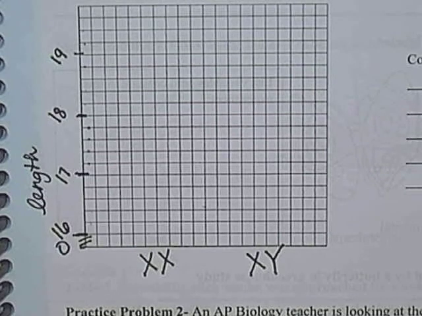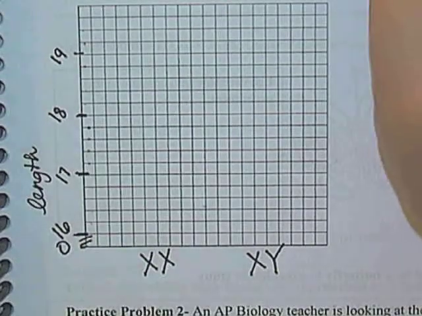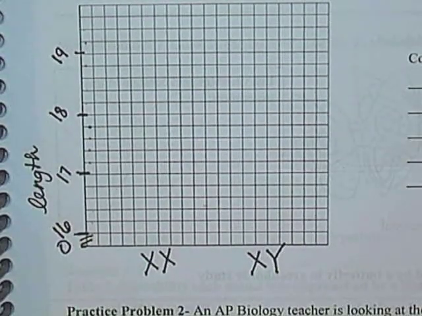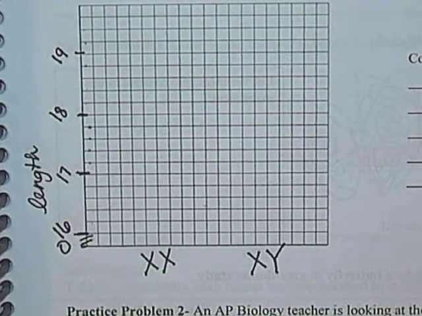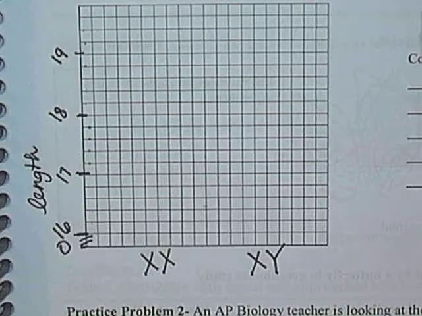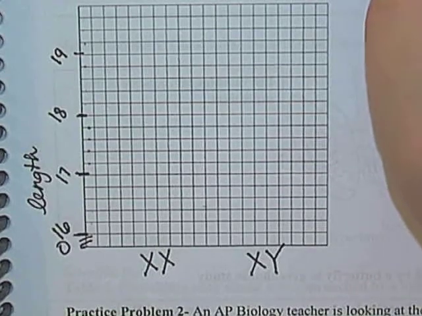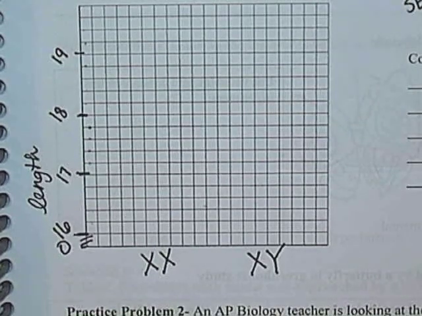So I've collected the data and I found that the female mean is 18 centimeters. And when we look at the standard error of the mean, when we look at our SEM bars, we are going to be at 0.8.